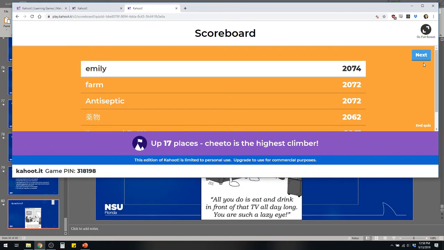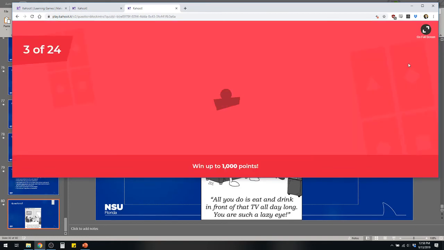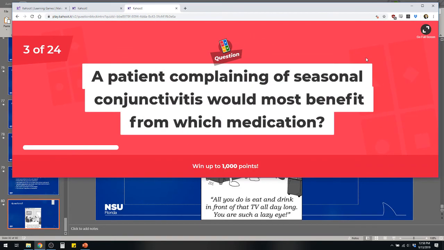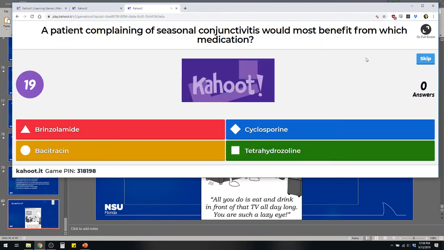Up next, a patient complaining of seasonal conjunctivitis would most benefit from which medication? Be brinzolamide, cyclosporin, bacitracin, or tetrahydrozoline.